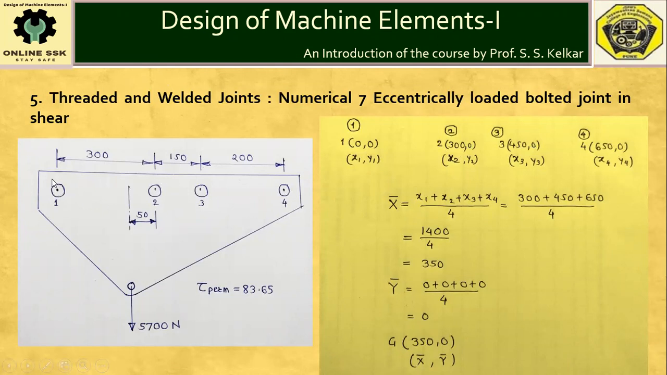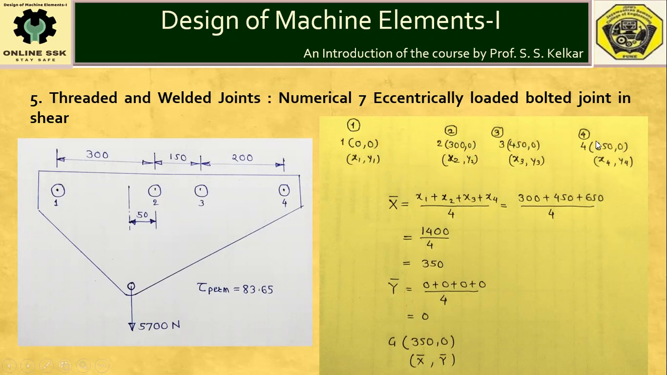For board number 4, the x coordinate is 300 plus 150 plus 200, so 650. The x coordinate is 650 and the y coordinate is 0, so 650 and 0. So here, after finding out coordinates for each of the boards, for board number 1 it is 0, 0: x1 is 0, y1 is 0.